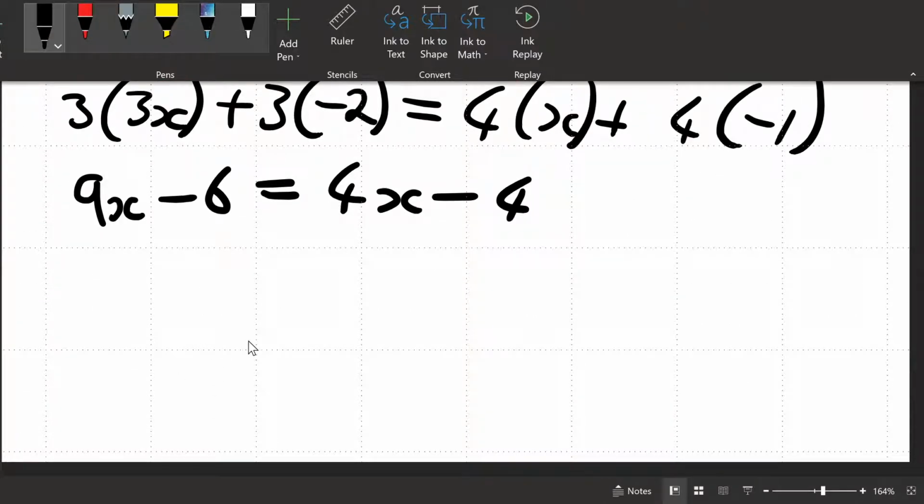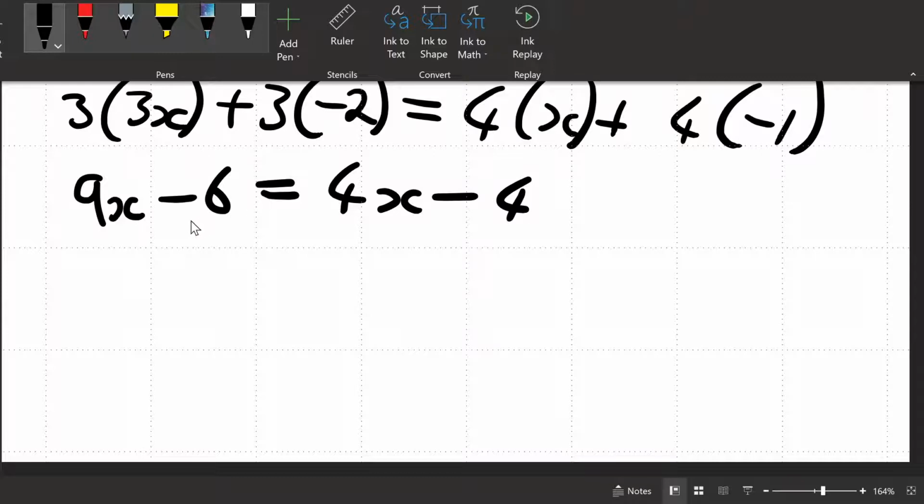And then we end up with this. 3 by 3x equals 9x. 3 by negative 2 equals negative 6. 4 by x equals 4x. 4 by negative 1 equals minus 4. We want to get the constants onto one side and the variables onto the other. Now this one's not going to give us as round a number as we might want, but I want you girls feeling comfortable even when it doesn't give a nice round number.